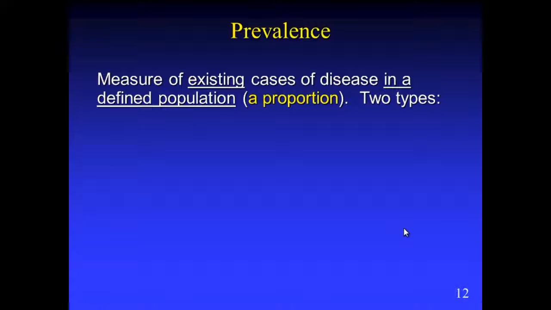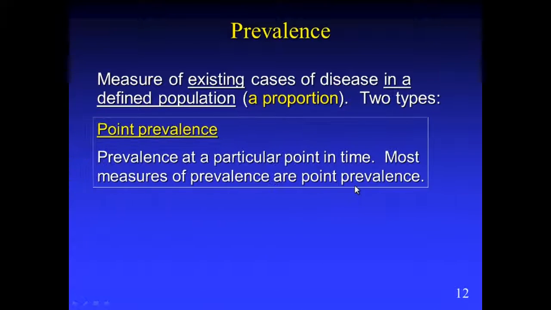So, prevalence. Let's talk about prevalence. So prevalence is a proportion, and it refers to the existing cases of disease in a defined population. Existing cases in a defined population. So it's just a proportion of people who have a particular health condition at the time. And so we can further break prevalence down into two types. There's point prevalence. So this is prevalence at a specific, particular point in time. And most measures of prevalence are actually point prevalence.